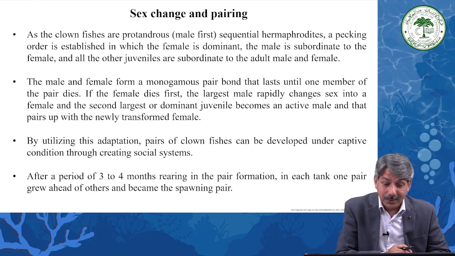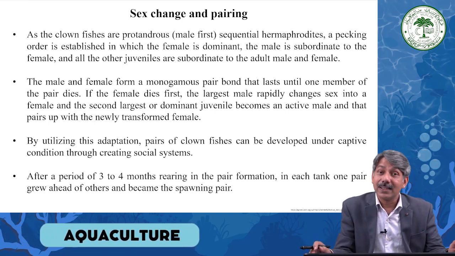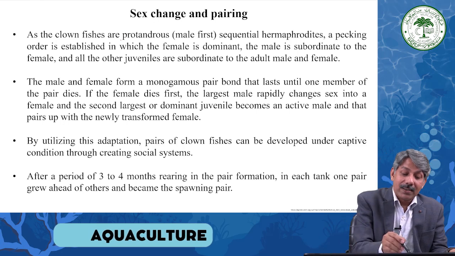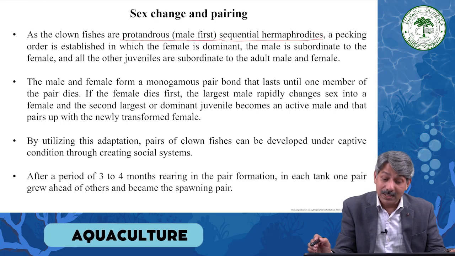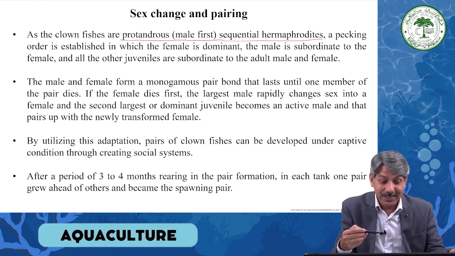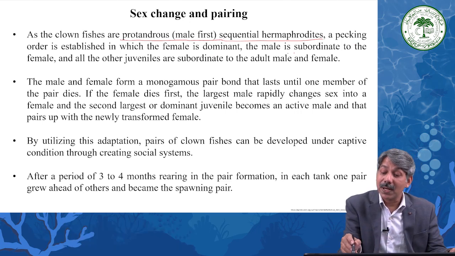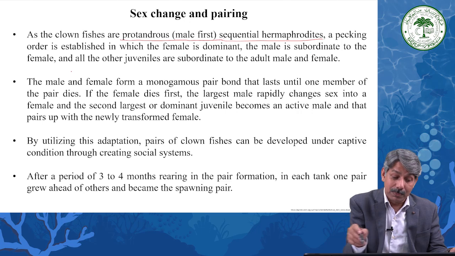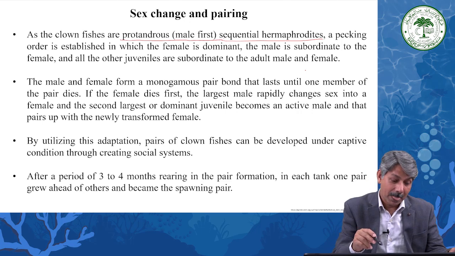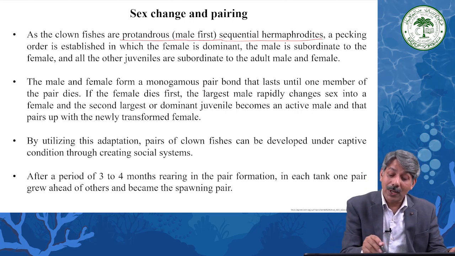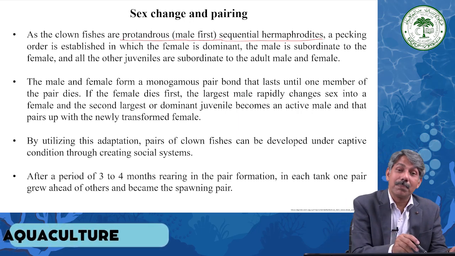Sex change and pairing. If you already know about these clownfishes, they show very interesting behavior. They are protandrous sequential hermaphrodites. What does that mean? You will see. Male first. A pecking order is established in which the female is dominant, the male is subordinate to the female, and all the other juveniles are subordinate to the adult male and female. The male and female form a monogamous pair bond that lasts until one member of the pair dies.